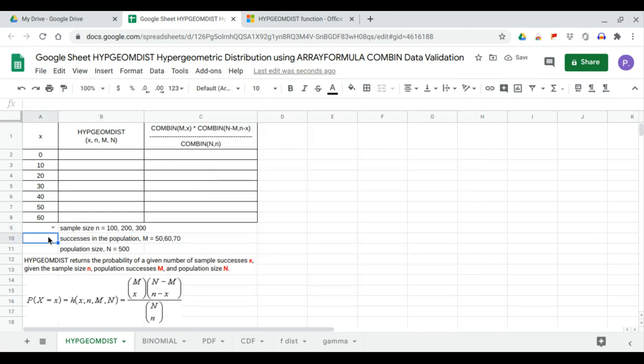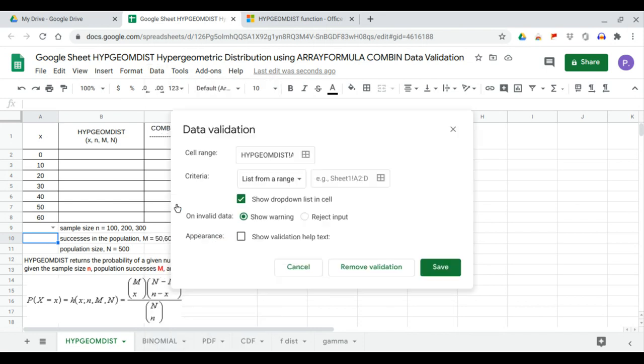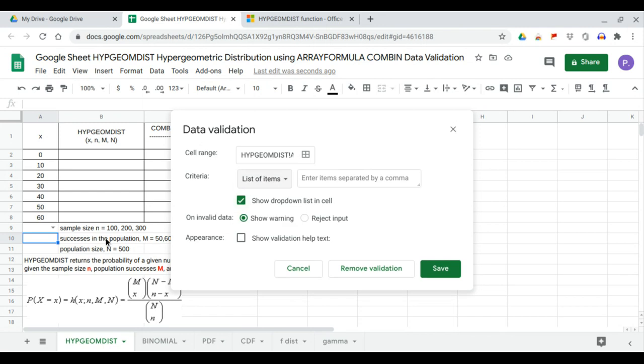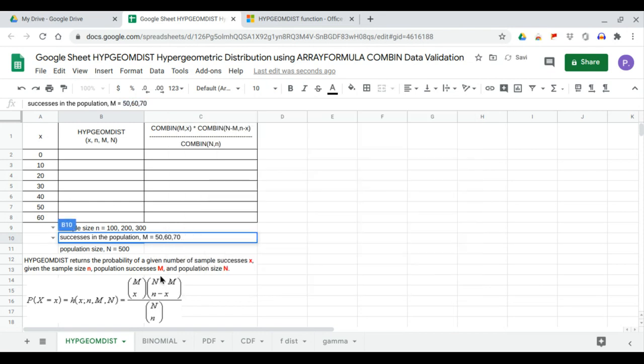The successes in the population will be data validation from the list of 50, 60, and 70. And the population size is 500.